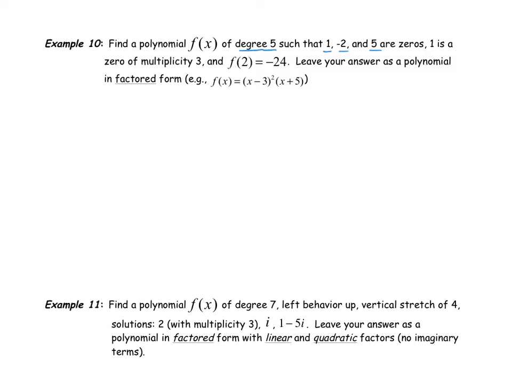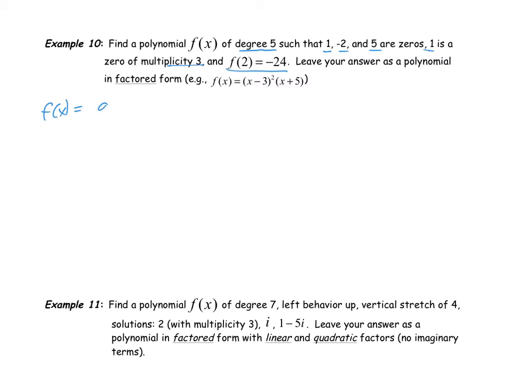So the zero at 1 has a multiplicity of 3. And then we're told a point on the graph, which is f of 2 equals -24. In this example, we're not told what the leading coefficient is, as we were in the previous two. So I'm going to start writing my function.